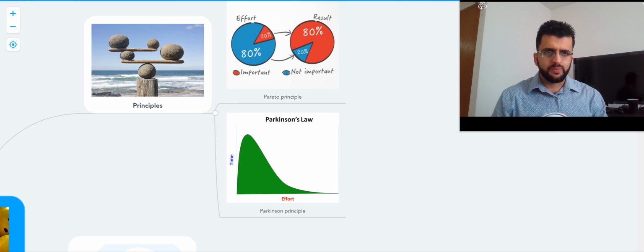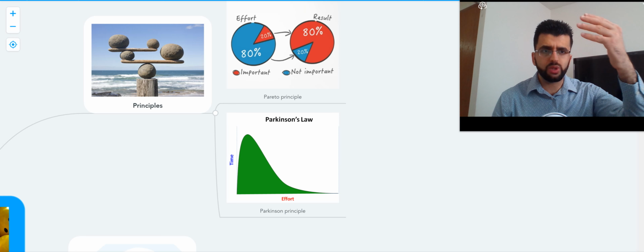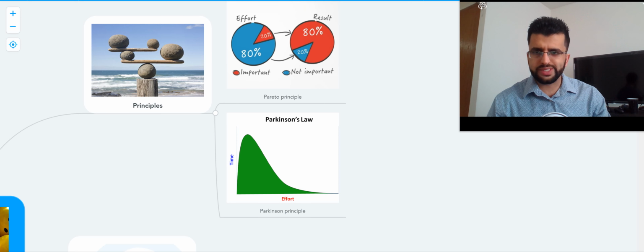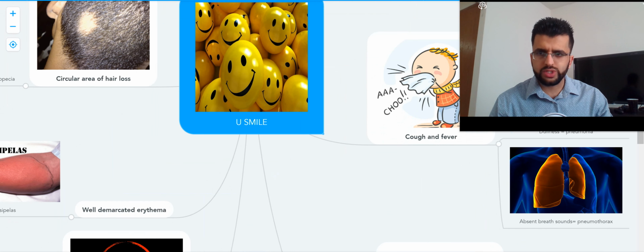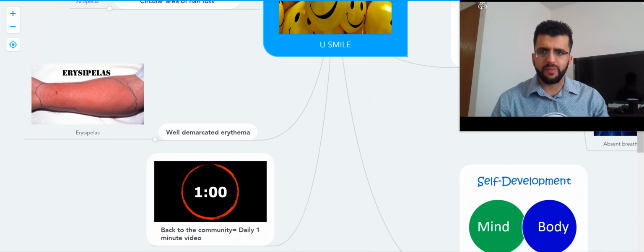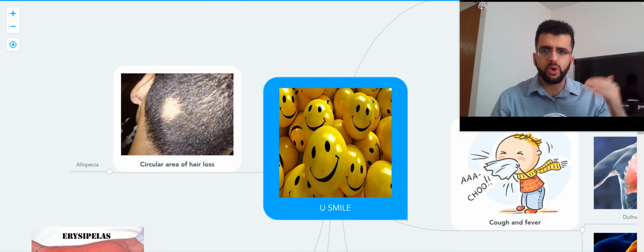So what I did, I noticed that there are certain keywords that lead you to the diagnosis immediately, so you don't have to read the whole question. I'll give you an example. For example, when you see well-demarcated erythema, this is most likely erysipelas. When you see a circular area of hair loss, this is most likely alopecia.